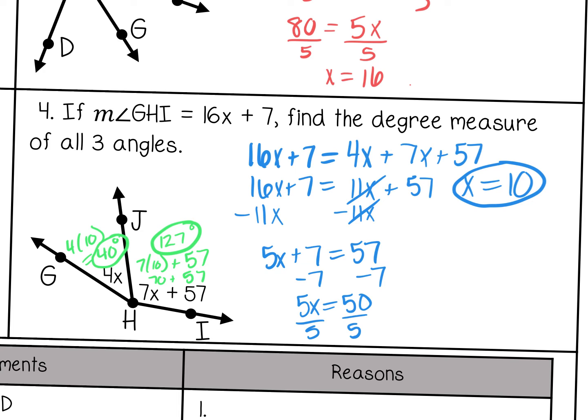And so to find the last one, you can plug in again here, or you can just add 40 and 127. And so your total angle measure is 167. Which, how do we plug it in up here, right? 16 times 10, you still get 167, right? So that just means you've done your math right. Okay, so then let's look at a proof.